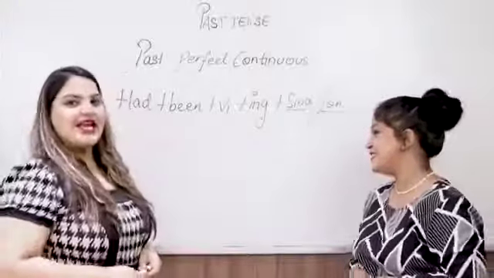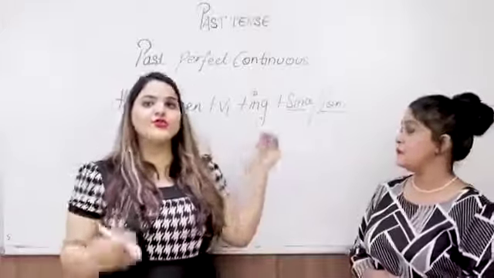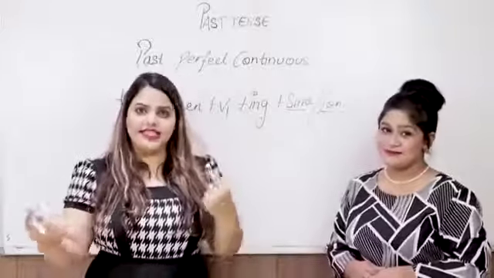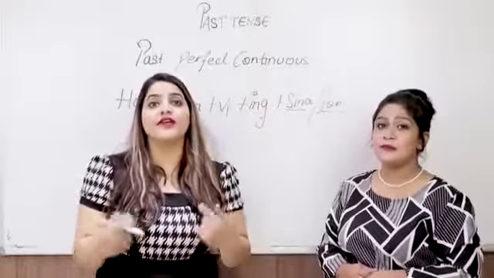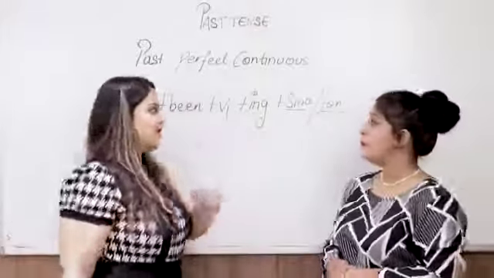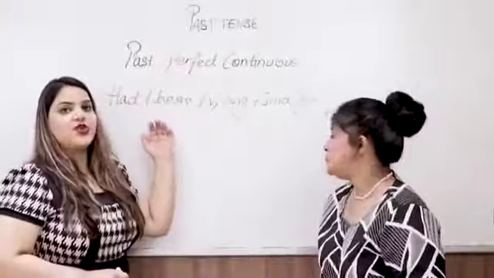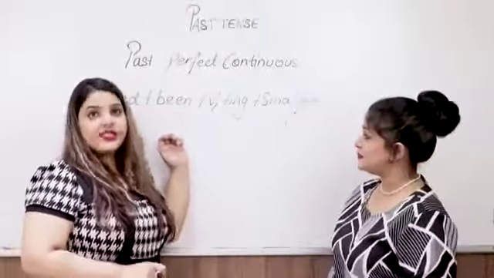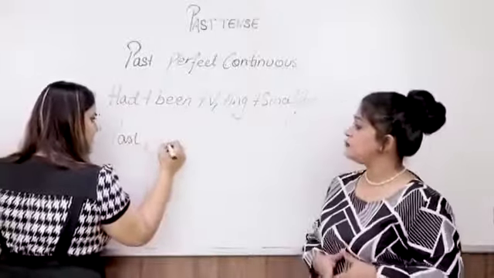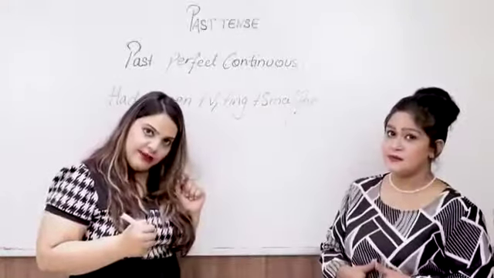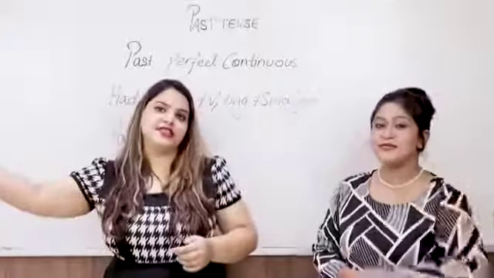So now, let's talk about the usage of past perfect continuous tense. Though we do not use it a lot in our day-to-day conversation, but still we need to have an idea in order to increase our confidence. So the usage of this tense is, we use it to define an action which started in the past, continued for a long time and got over because of another activity.